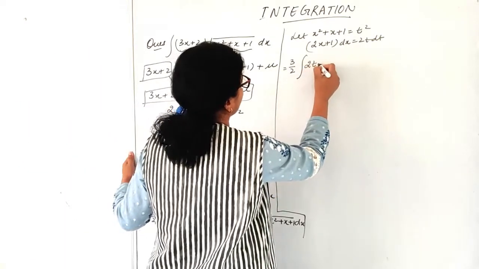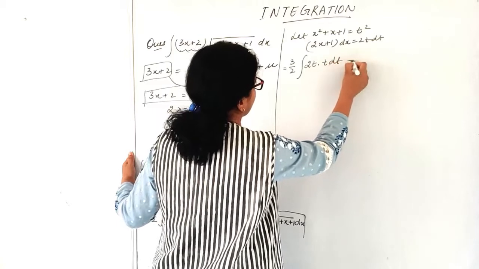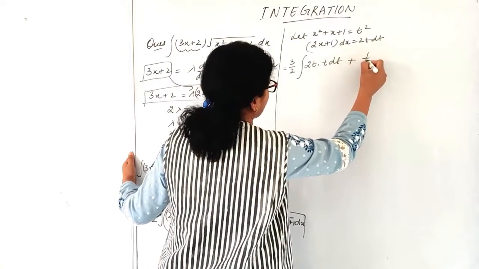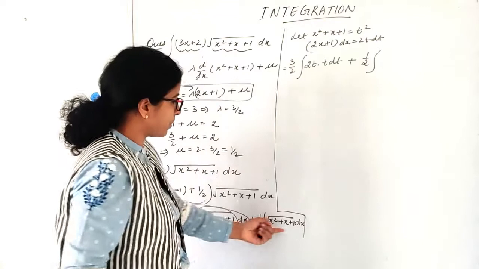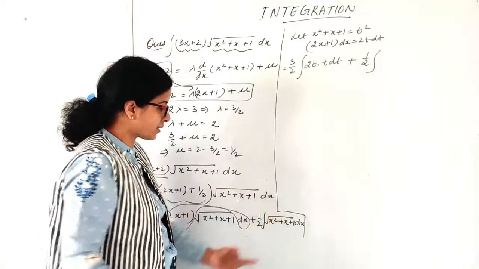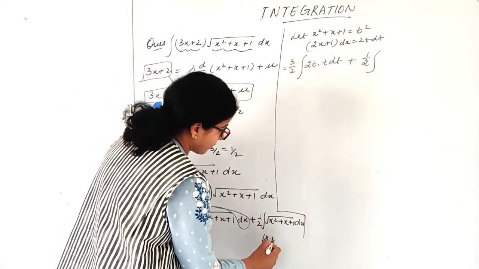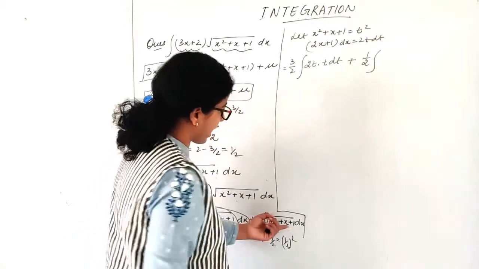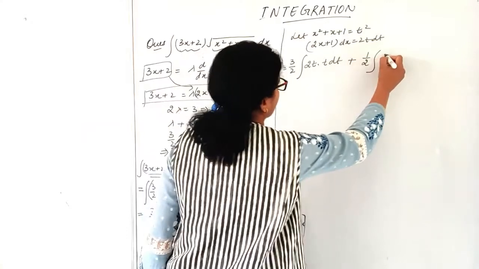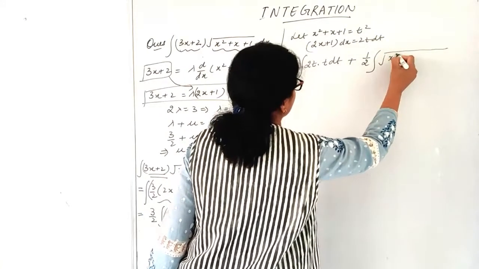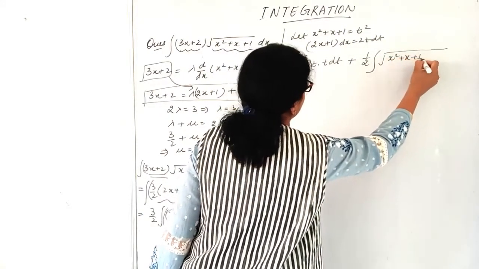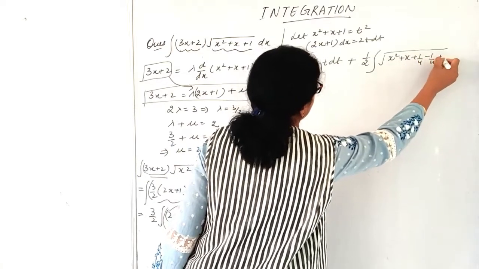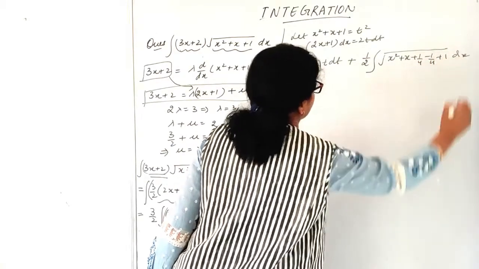So 2t into t dt plus 1 by 2, and here I have to make it a perfect square. So the coefficient of x is 1, multiply by 1 by 2, so I am getting 1 by 2, square it, add and subtract in this. So under root x square plus x plus 1 by 4 minus 1 by 4 plus 1 dx, right?